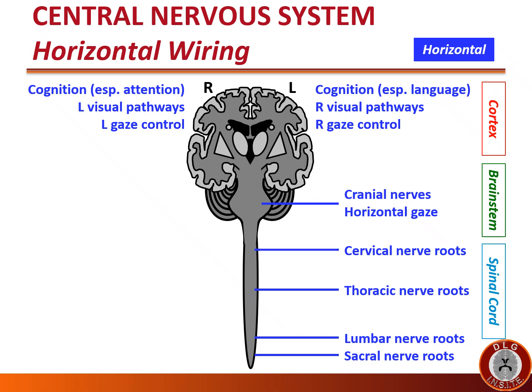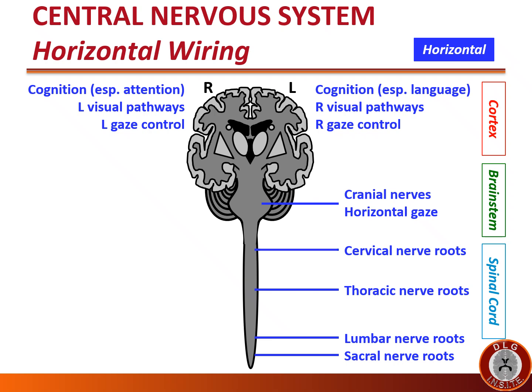Localizing a lesion in the central nervous system is much like trying to localize a site on a map. Just as on a map, one must know the east-west roads and the north-south roads to figure out where the site is. In the central nervous system, one must know the horizontal wiring and the vertical wiring. The horizontal wiring running from rostral to caudal consists of cognition up in the cerebral cortex. On the right side of the brain, primarily attention, and the left side, primarily language. The visual pathways and gaze control. Gaze is movement of yoked eye movements.